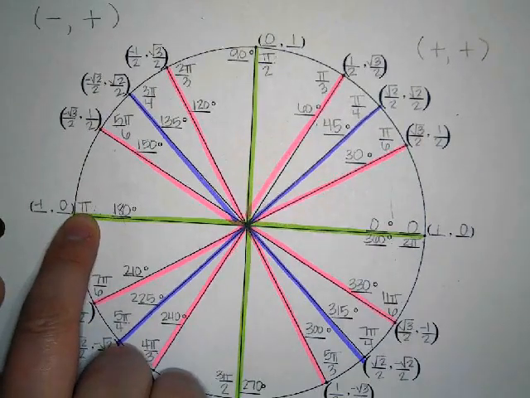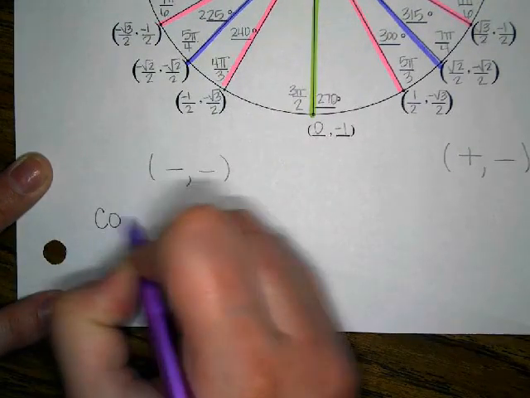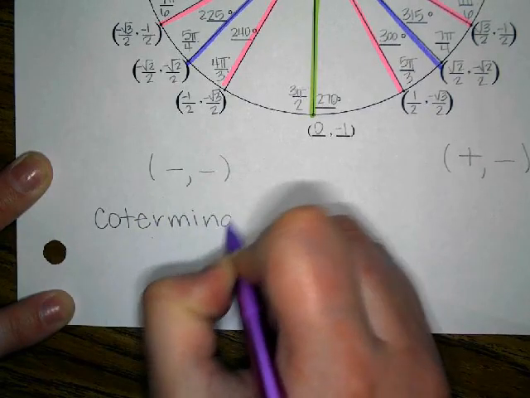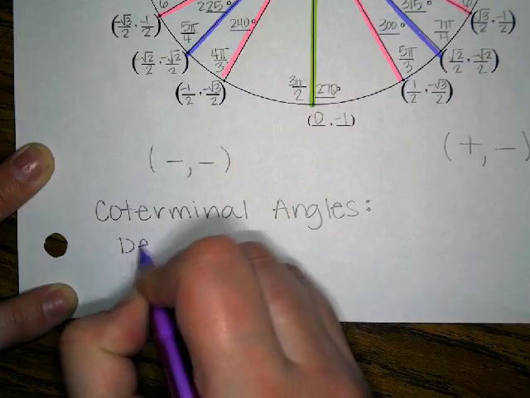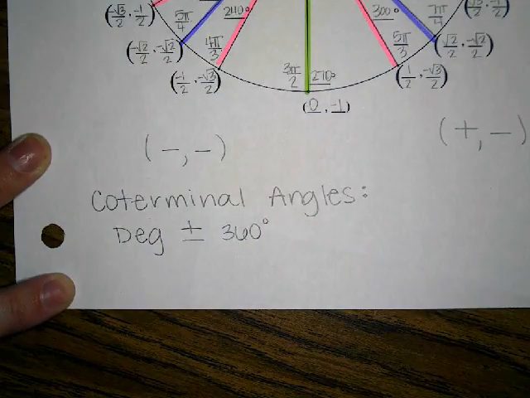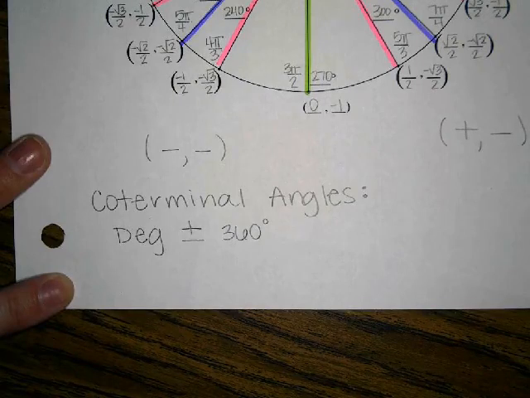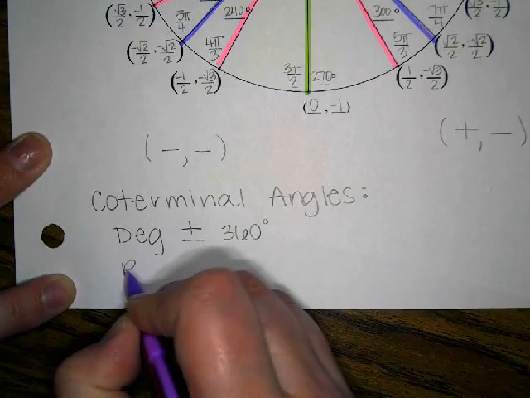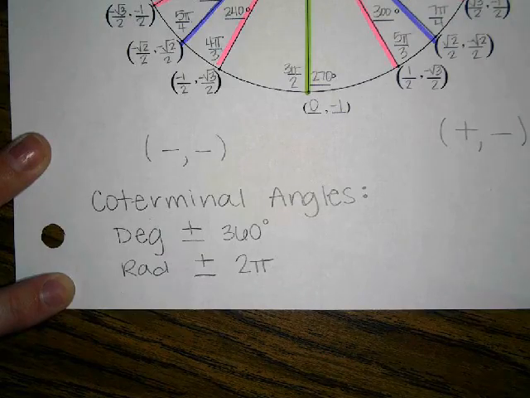So what we're gonna write down here is, with coterminal angles, if it's in degrees, it is plus or minus a full circle. If the original angle is measured in degrees, it is plus or minus a full circle. 0 degrees and 360 degrees are coterminal. If it is in radians, it is plus or minus a full circle. Pi/6 and 13 pi/6 are coterminal. So degrees, plus or minus a full circle; radians, plus or minus a full circle.